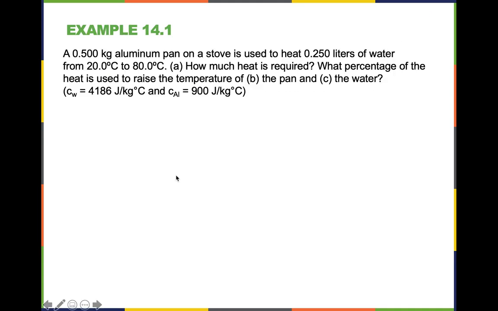For example 14.1, you have a 0.5 kilogram aluminum pan on a stove used to heat 0.25 liters of water from 20 degrees C to 80 degrees C. How much heat is required? What percentage of the heat is used to raise the temperature of the pan for B and C for the water? So here we're given our specific heats for water and for the aluminum.